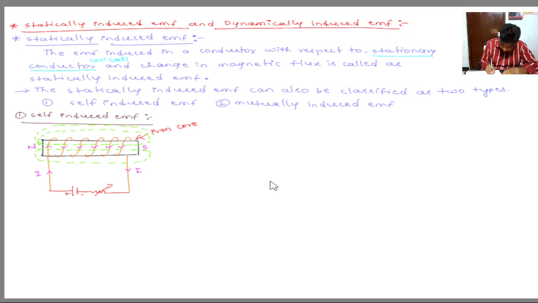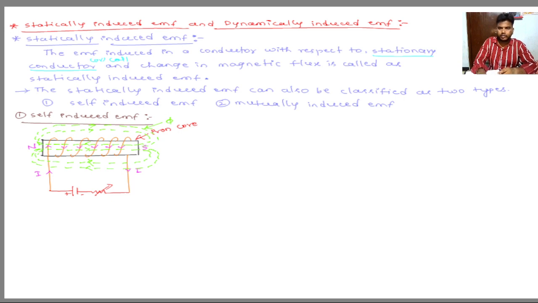This is the flux, and it is flowing from the north pole to the south pole like this. And whenever this current is changing, the flux produced by this current is also changing.